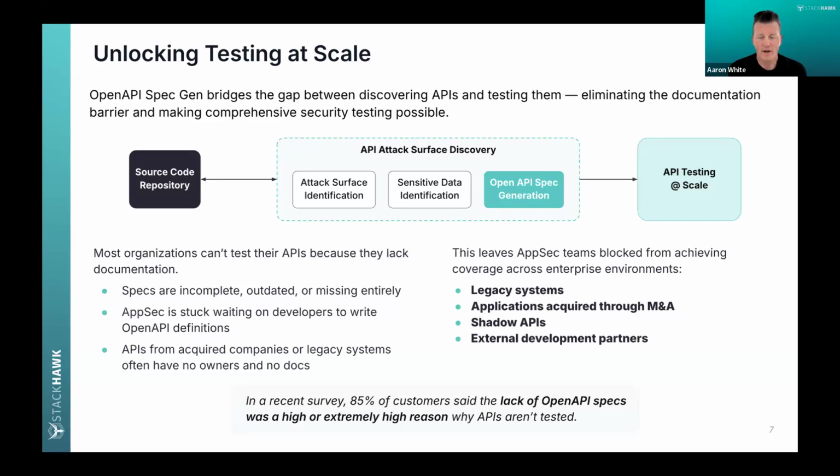AppSec teams are no longer waiting on their developers to manually create those specs or bake that into their development processes, utilizing the various frameworks to automatically document code. Or if you're dealing with legacy systems or applications that you've acquired through M&A or shadow APIs, or in some cases, you have external development partners where you just don't own that code. So testing it is really not possible or is very challenging. What we're doing is allowing you to generate those specs automatically from source code and unlocking, hopefully, your API testing, and you can do it at scale.